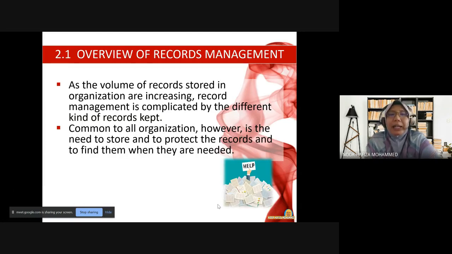Okay. As for the volume of records, volume is a number. The volume of records stored in organizations is increasing, so record management is complicated by different kinds of records. This is common to all organizations. They need to store and protect records and to find them when they are needed. It is the same thing for you as an individual.